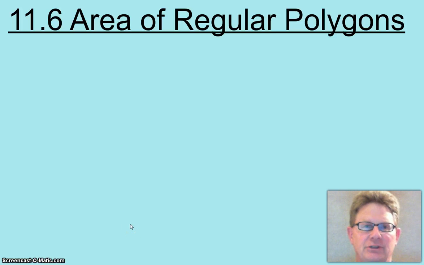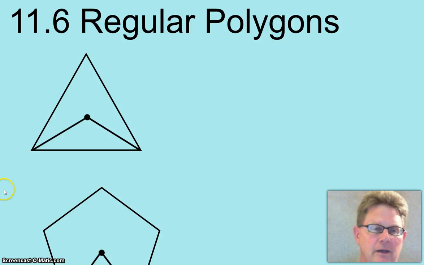Welcome to Honors Geometry 11, section 11.6, area of regular polygons, where we finally find something that might challenge you. Alright, let's move along. Okay, a regular polygon, in this case, it is a regular triangle.